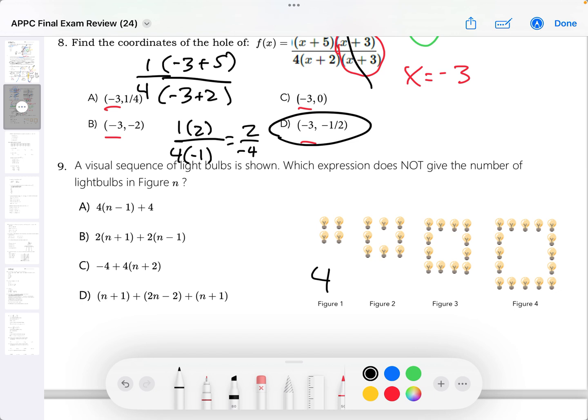So first just look at the number in each figure. So I've got figure 1 is 4. I've added 2 more to the next one and 2 more right there. So that looks like that's going to give me 8.